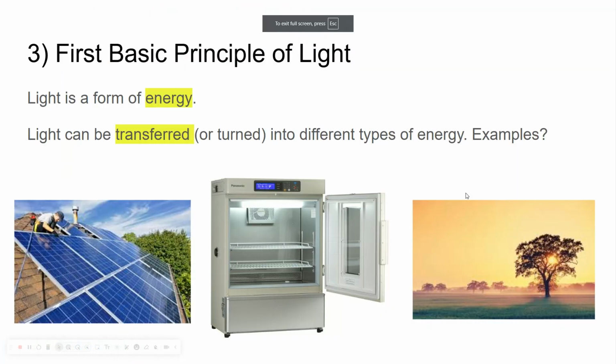Lightning strike. Cool. Occurs naturally in nature, so it's a natural light source. Okay, so we have the first basic principle of light. And the first basic principle states that light is a form of energy.